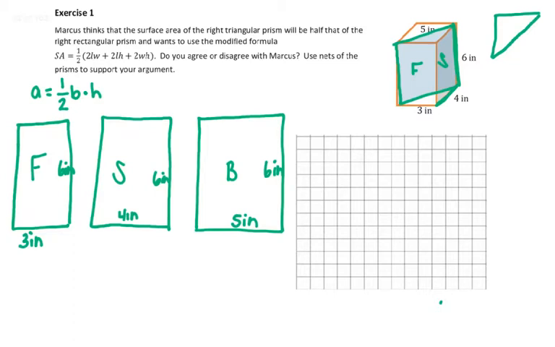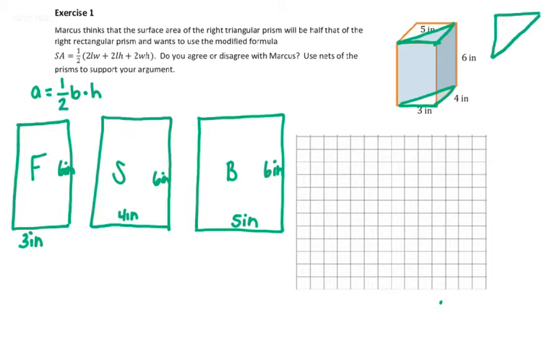And now I'm still left with one more thing. I've got the top and the bottom of my prism. And if we look here, the top and the bottom of my prism, so here's the top of my prism. The top and the bottom are exactly the same. So I've got the top and bottom right here. They are the same size. So what I see is that the top of my prism is 5 inches wide.